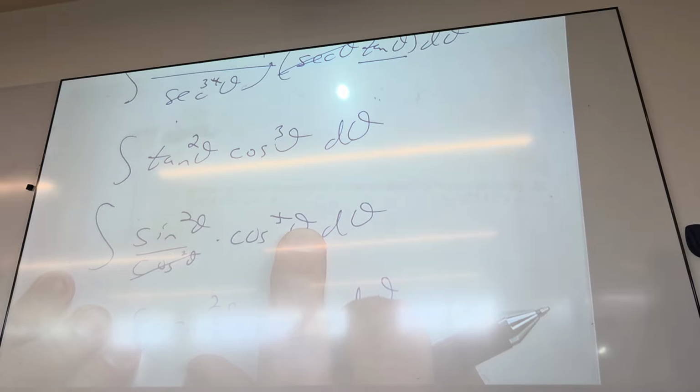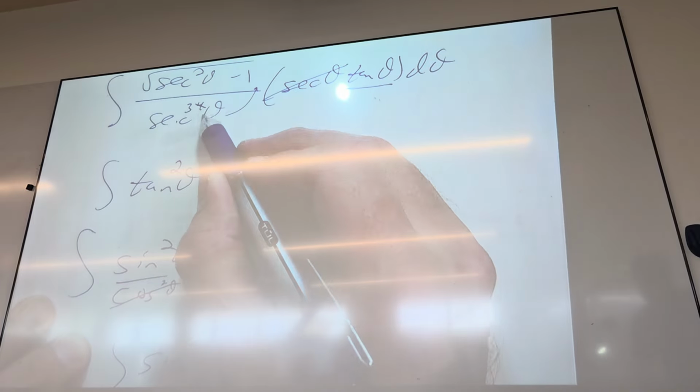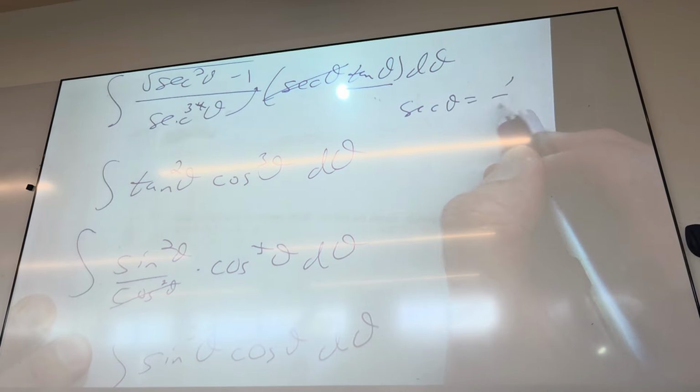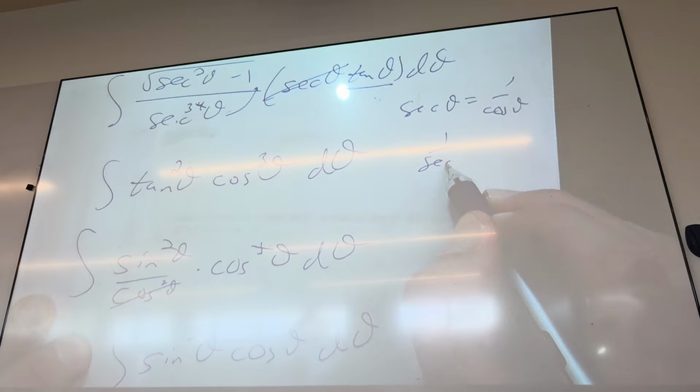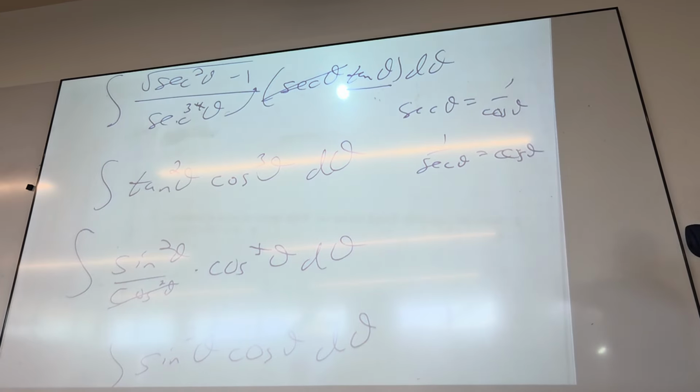I was just wondering how you brought the secant up and made it cosine. Oh! Just like that, it's simple. Secant is 1 over cosine, so 1 over secant is cosine. Okay, sorry. Yeah, you're good, you're good. Don't feel bad, I'm sorry.